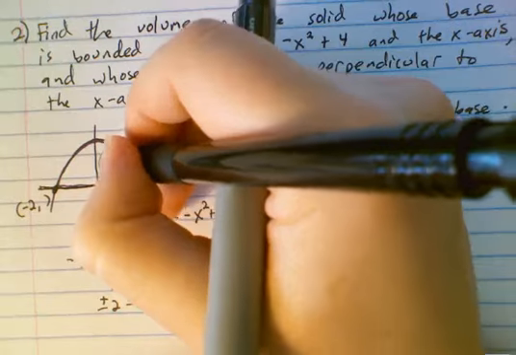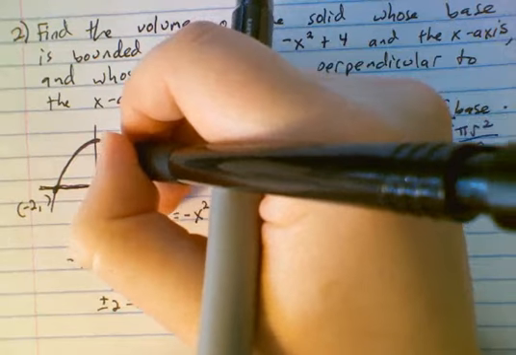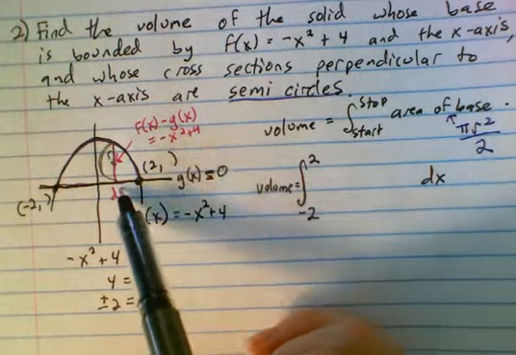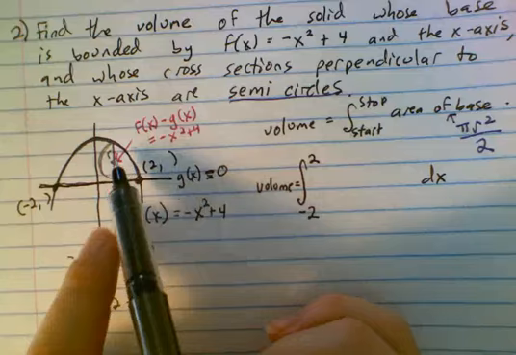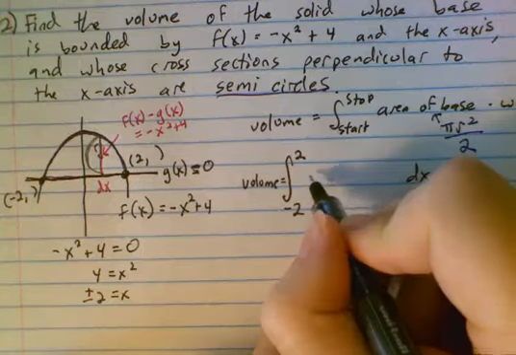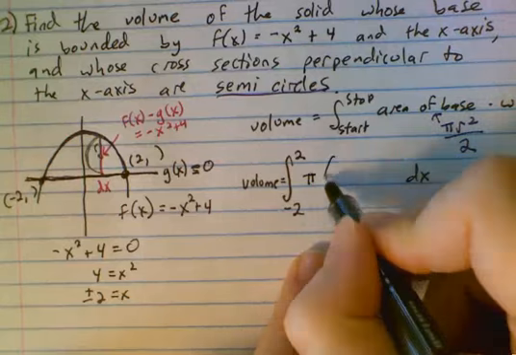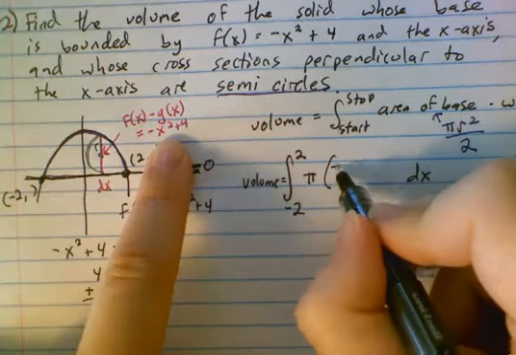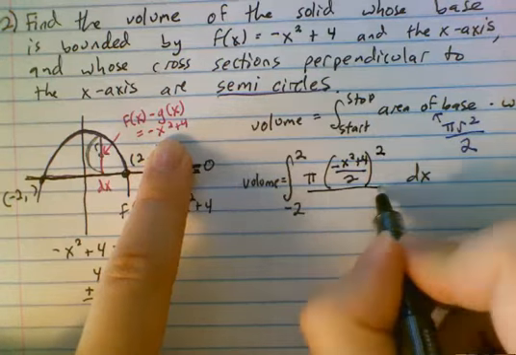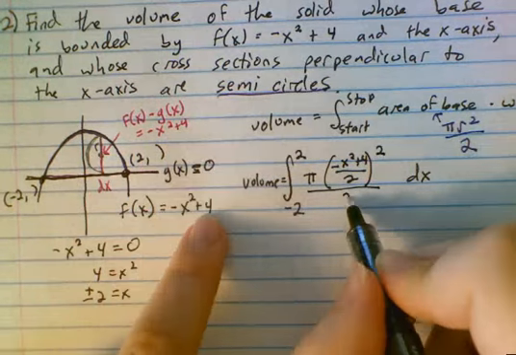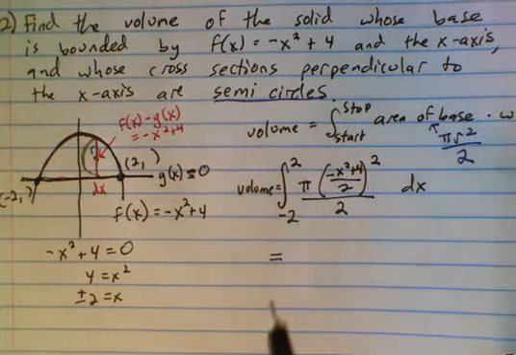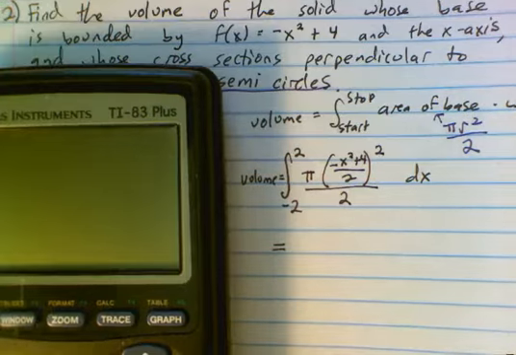Now remember, the r is this distance right here. So this pink distance is negative x squared plus 4. If we cut that in half, we're going to get our r, and we can put it right in that formula there. So our volume is going to be pi times r squared, or negative x squared plus 4 over 2, squared, divided by 2. Voila, there's our formula. We've set it up. Again, you can just punch that into the calculator.